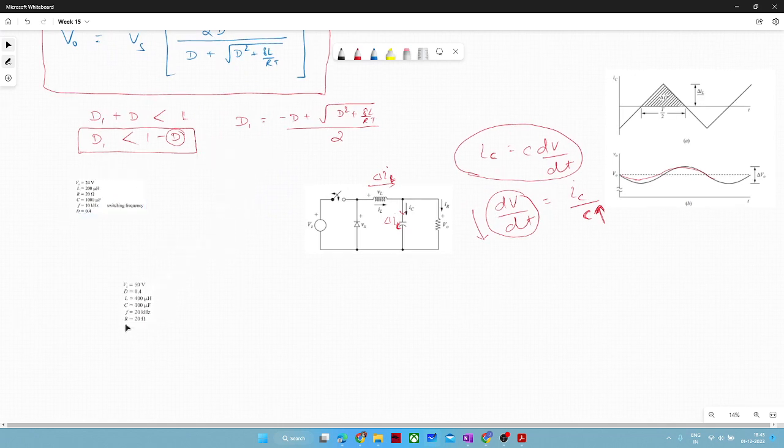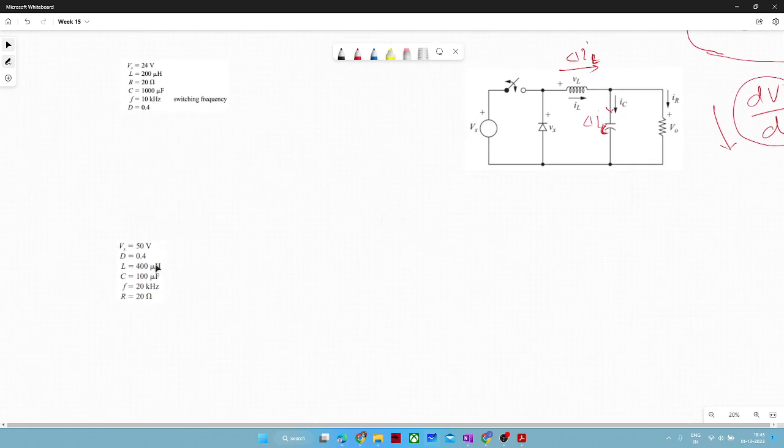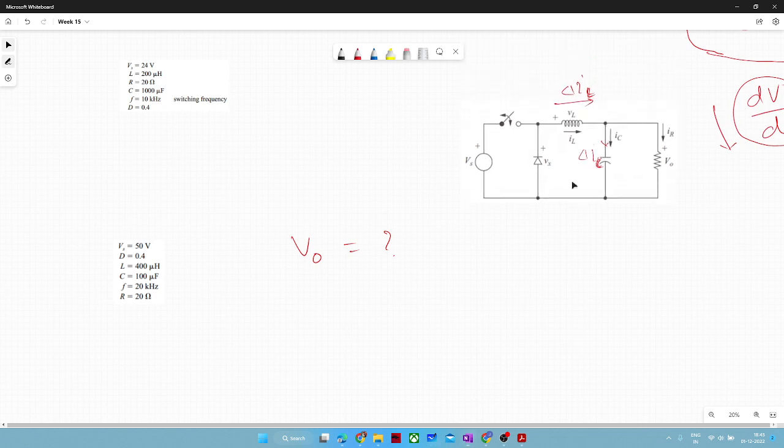Okay, so these are the values here. Now some change in values has been done just to show the effect of discontinuity. And here it is asked, first you need to compute the V naught. Again, let me take the circuit. This is the circuit here.